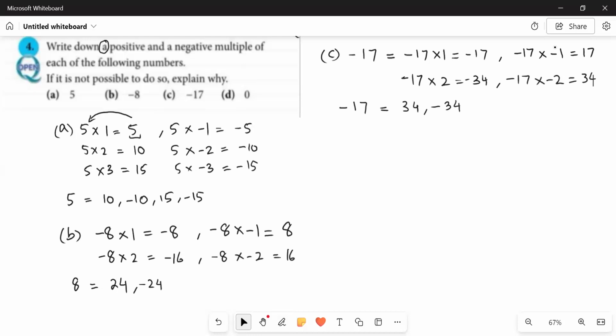Okay. Next we have 0. If I multiply 0 by any whole number, I'll get 0. It means that we do not have any multiples of 0 that are positive or negative, because they are asking us to write down a positive and a negative multiple of 0. But while multiplying 0 by any positive or negative number, we are only getting 0, and 0 is neither a positive nor a negative integer.